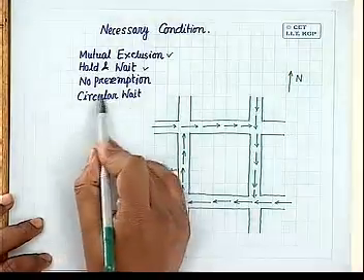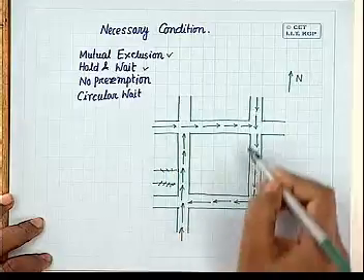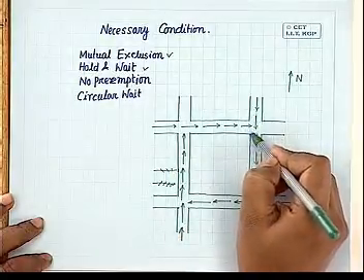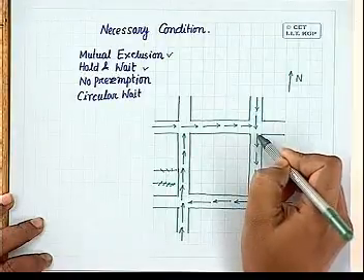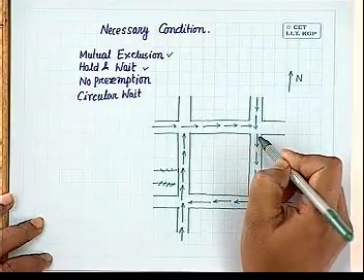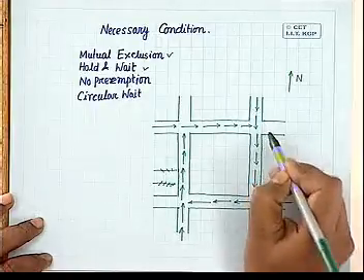Then no preemption. Once a car has occupied this, the car can voluntarily release this particular junction. I cannot forcibly remove the car from that point.